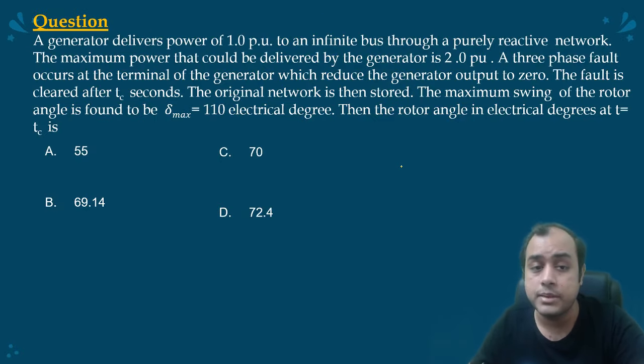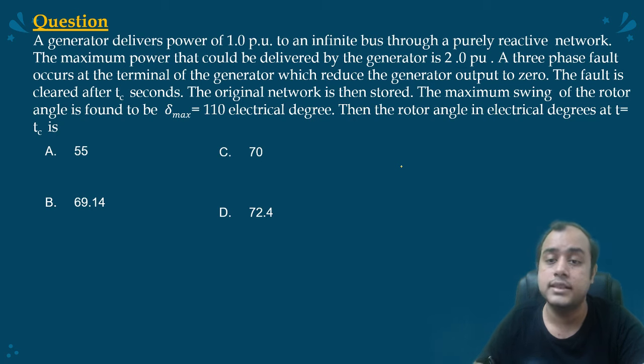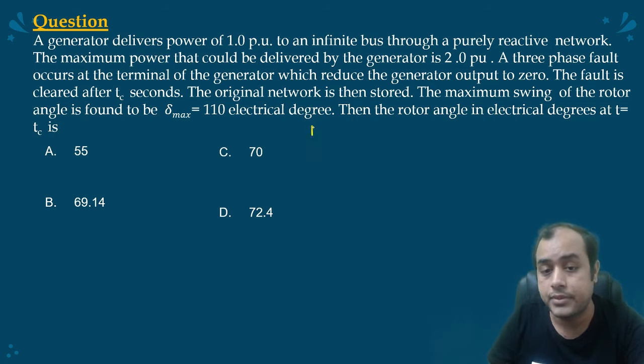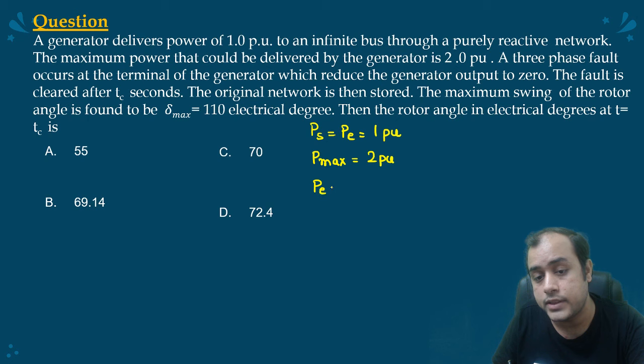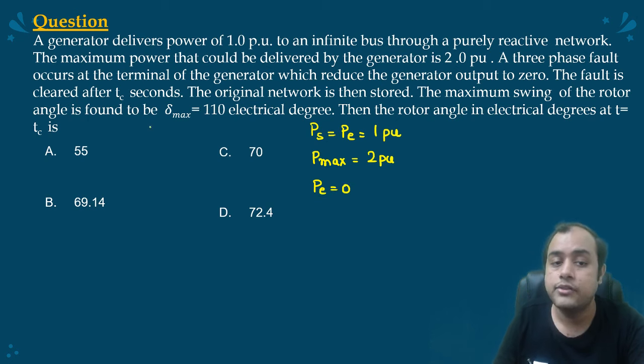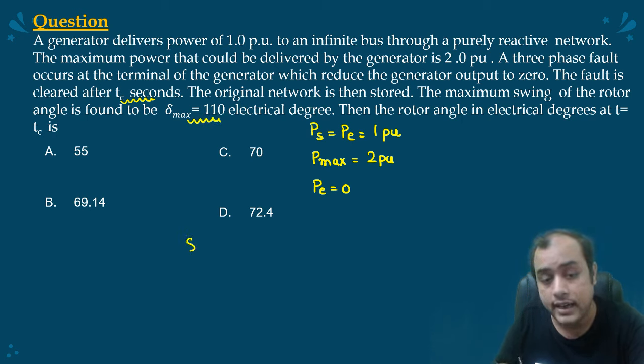Now let's see a question based on power system where we can actually use it. It is saying a generator delivers 1 pu power to an infinite bus through a purely reactive network. Now PS is PE, that is 1 pu. P max is 2 pu. A three-phase fault occurs that reduces the electrical output to 0. Fault is cleared after TC. If delta max is 110 electrical degree, we need to find the angle at TC, that is delta C.